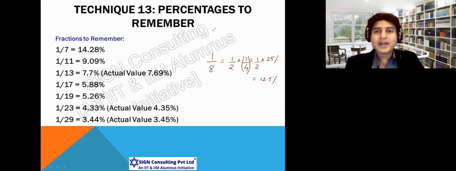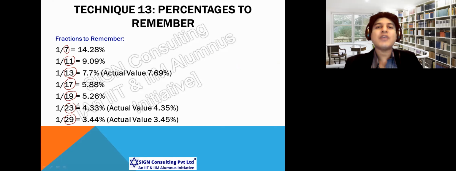But for prime numbers, especially 7, 11, 13, 17, 19, 23, 29, and so on, since it's a prime number, I cannot split it. And please note that most of the other numbers are actually multiples of these. So then how do I remember? There's a very easy way to remember.